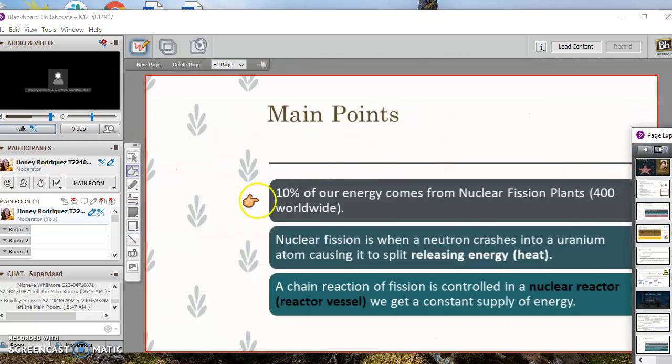So these are just a few things that people noted from the video. I then went over the main points: 10% of our energy comes from nuclear fission plants. The process of nuclear fission, and I have an image for you, is when a neutron crashes into a uranium atom, and when it splits, it releases energy in the form of heat. Then the chain reaction of fission is controlled in a nuclear reactor. They're also called reactor vessels, and that allows us to get a constant supply of energy.